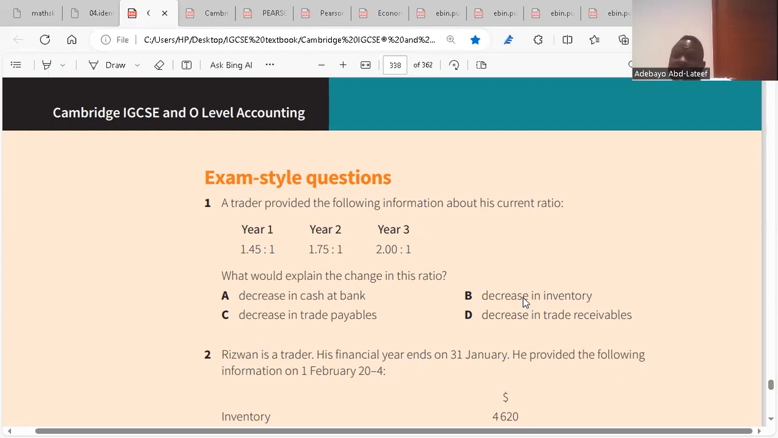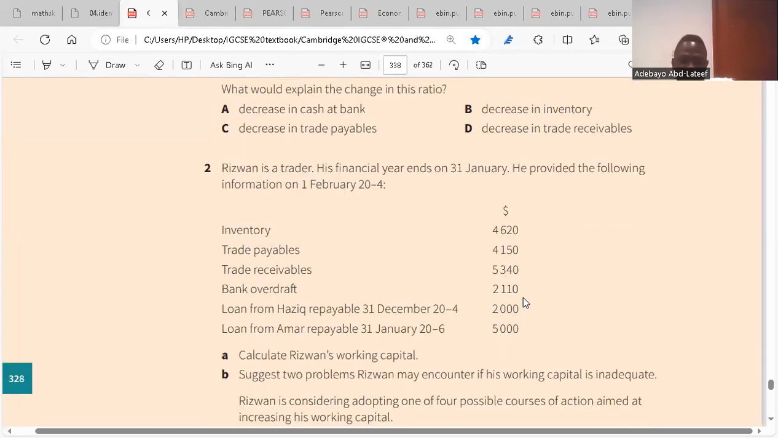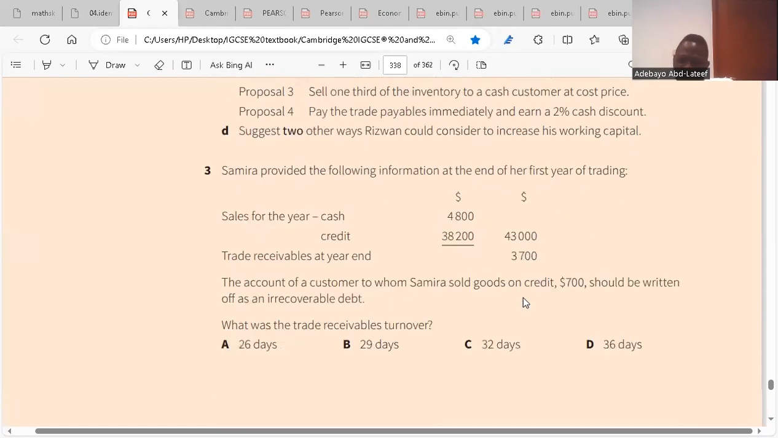Trade receivable. This is current ratio, you know. And current ratio is what? Current asset divided by current liability. So current asset is this, current liability is this. What does it show you here? Decrease in trade receivable. Trade payables are in current as a liability. Your current assets are more than current liabilities. That's what it means here. Yes, decrease in trade receivable. Other questions are long.